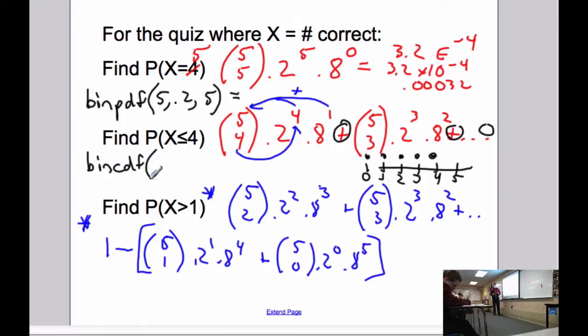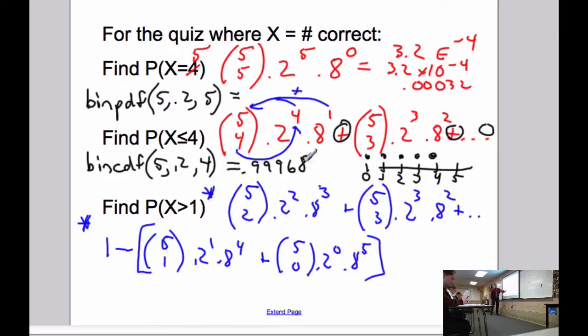How many questions? 5. Probability of success on a quiz? 0.2, because there were 1 out of 5 quiz questions. And how many are we talking? 4. Type it into your calculator. 0.99968. Does it surprise you that it's a really high probability that you're going to get 4 or less correct? You can get 4 or 3 or 2 or 1 or 0. That doesn't surprise me.